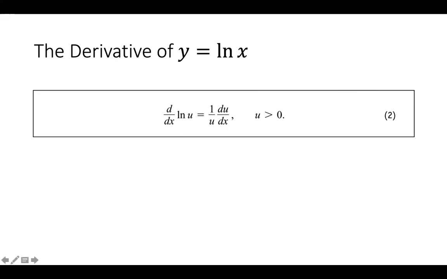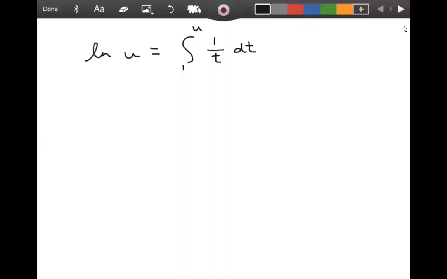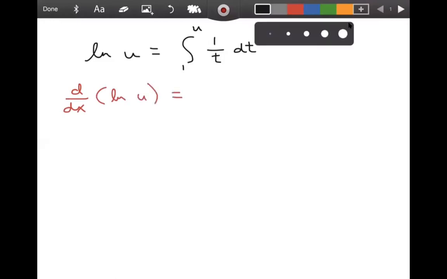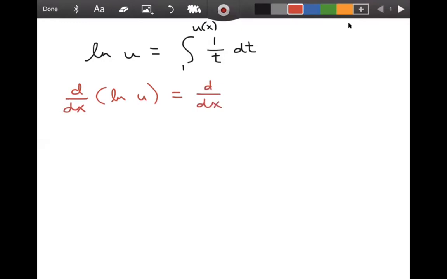Okay, let me jump over to the tablet for a second. If I were to take the derivative of this function with respect to x, remember, u is a function of x, so it might be helpful to just write this as u of x. Then we would have the derivative with respect to x of the integral from 1 to u of x of 1 over t dt.